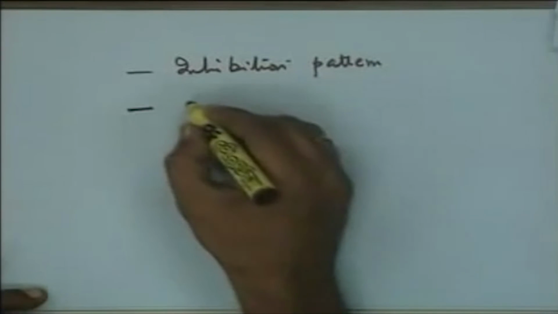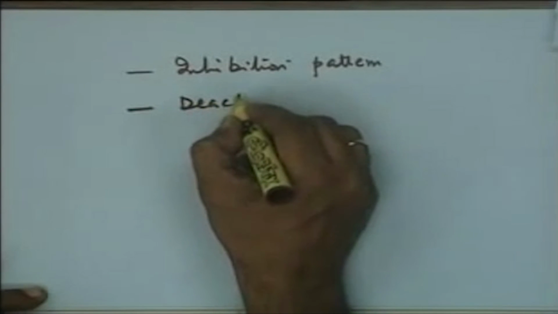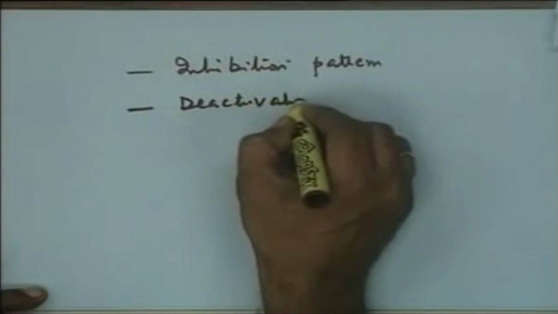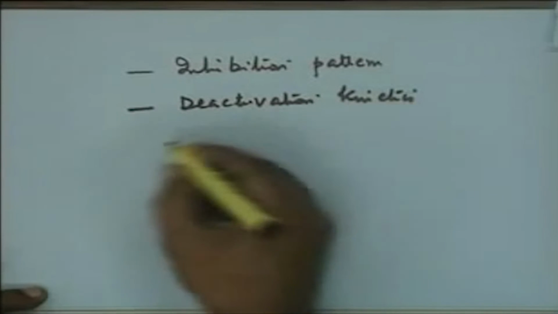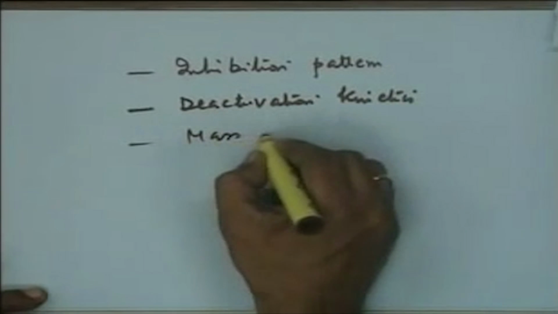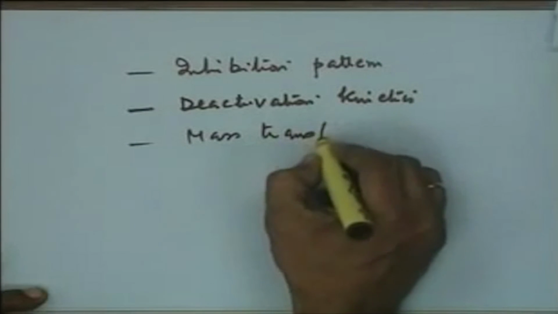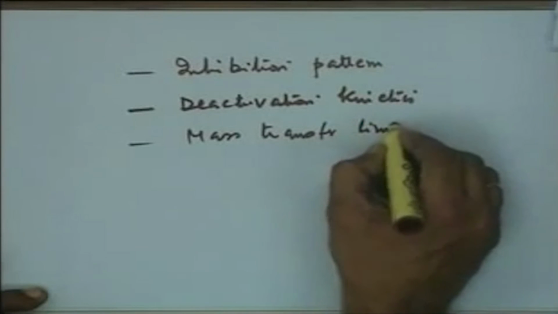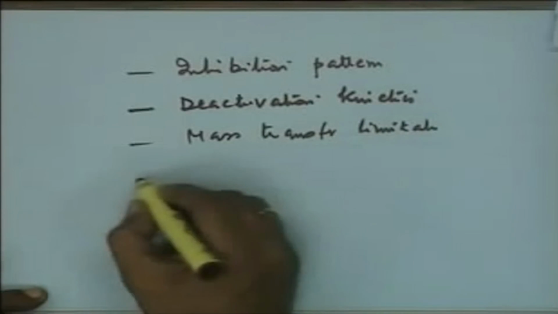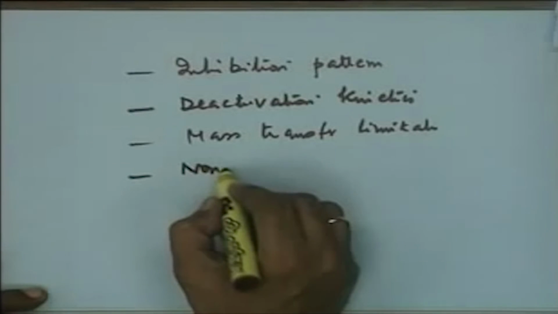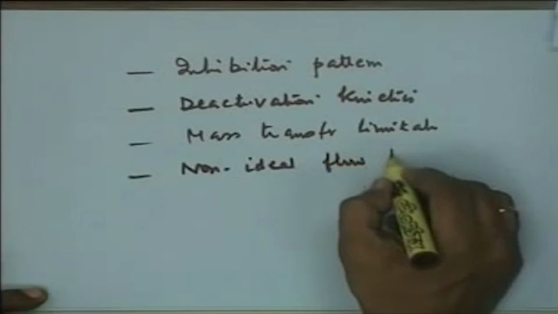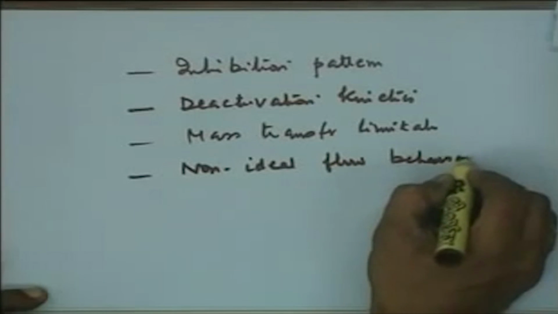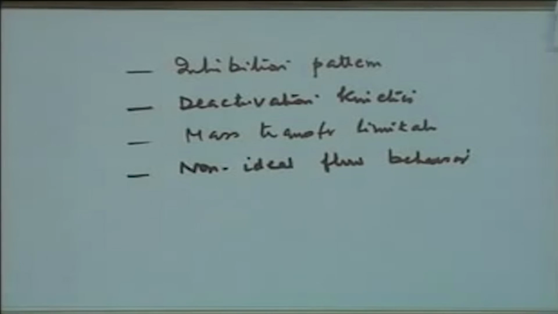We have not considered the inhibition patterns, we have not considered the deactivation kinetics, mass transfer limitations, and non-ideal flow behavior. That means we are considering only either a PFR or a CSTR, which is an ideal flow dynamics in the reactor.